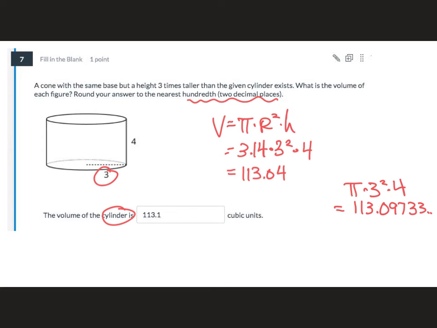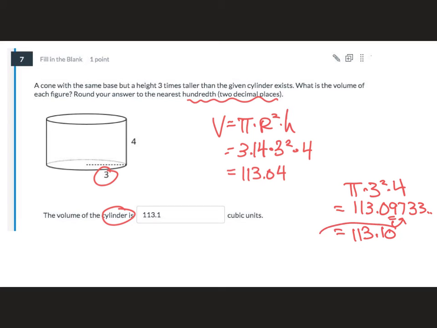113.09733. Keep on going, right? So we want the 9 position. We're going to look at the 7. So a 7, 5 or above, yes, give the original a shove. Meaning you're going to take the 9 and you're going to make it a 10. So that's why we have 113.1, and we can also have it as 10.